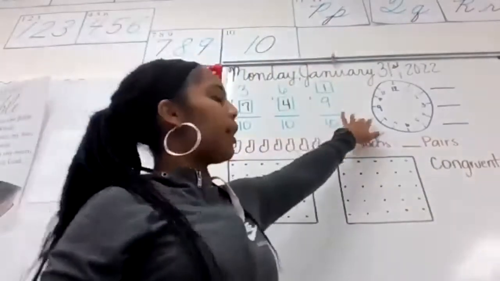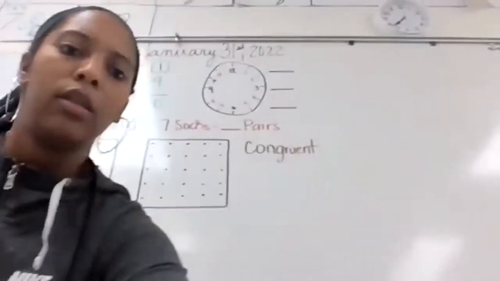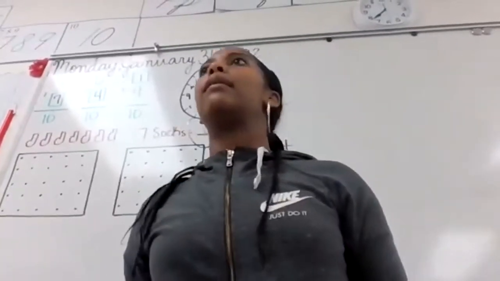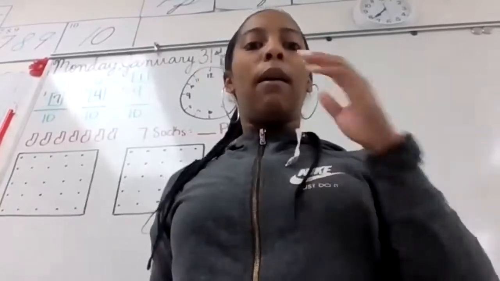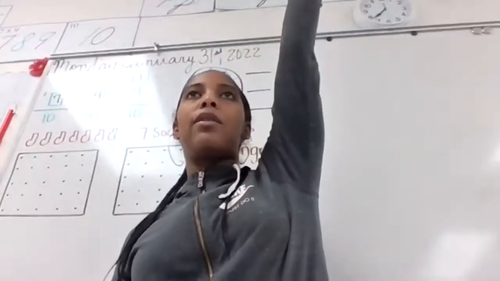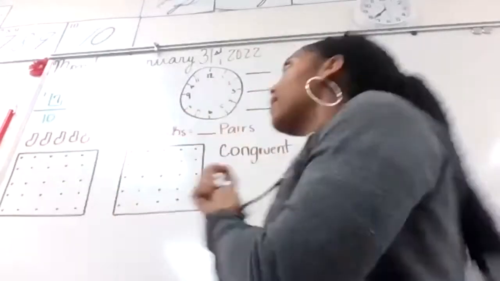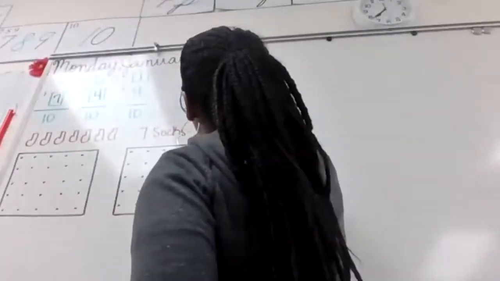Let's go ahead and look at the clock. Let's tell some time. So remember, we have 2 hands. We have our long hand, which is our minute hand, and our short hand, which is our hour hand. So let's tell some time.